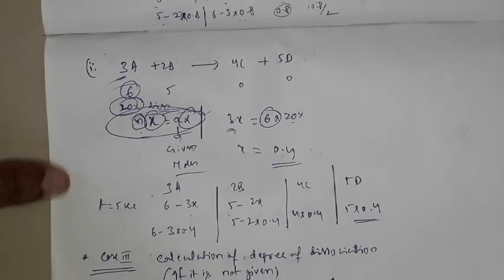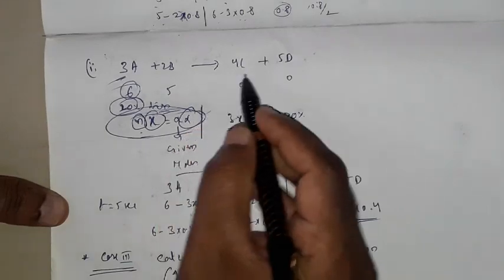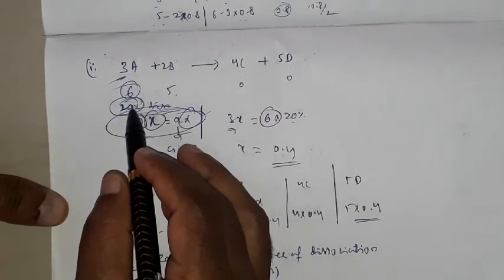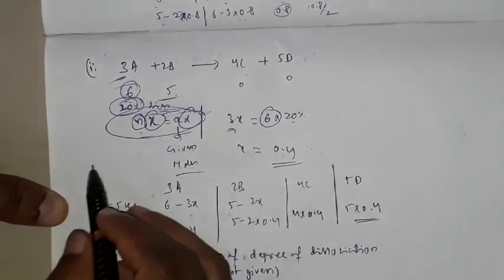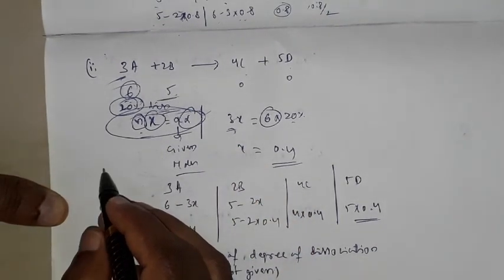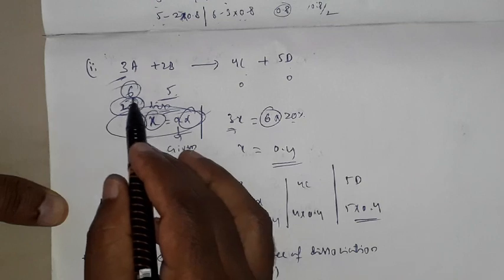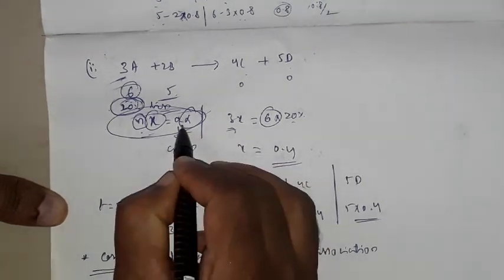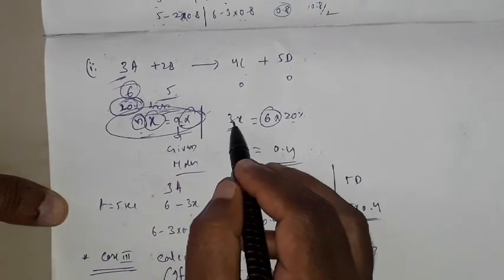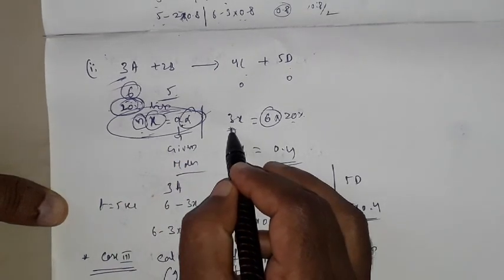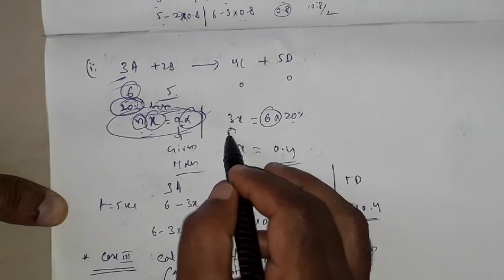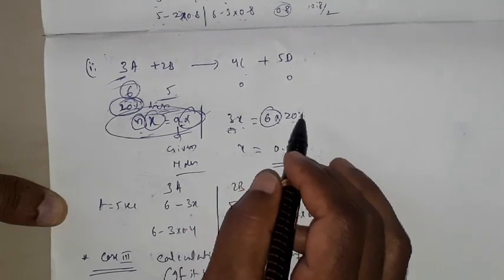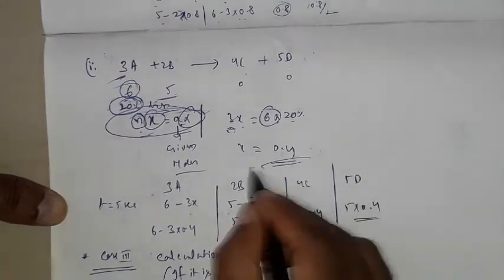Another example, here 3A plus 2B gives rise to 4C plus 5D. 6 moles of A is given, 5 moles of B is given, and it is 20% dissociated. Suppose nx equal to A alpha, then n is the coefficient for A, so 3x equal to 6 into 20%, then x equal to 0.4.